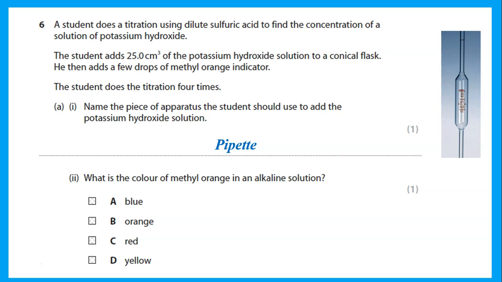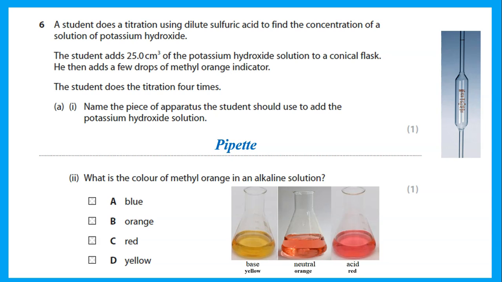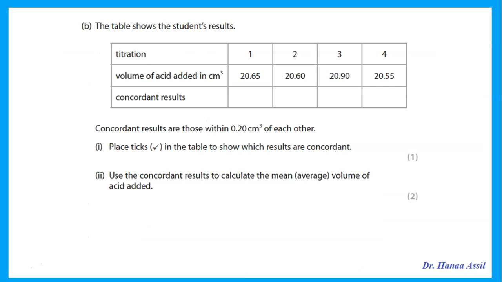What is the color of methyl orange in an alkaline solution? You are required to know the colors of methyl orange and phenolphthalein in different solutions. So in an alkaline solution, you should realize that methyl orange is yellow. Remember, alkaline means a base dissolved in water. So the color of methyl orange in base or in alkaline solutions is yellow.